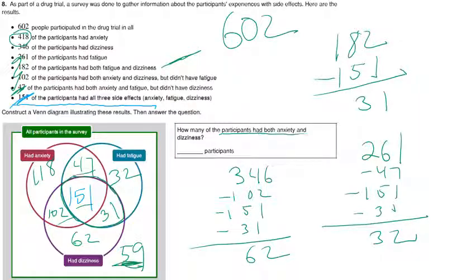So now what is the question? How many participants had both anxiety and dizziness? So anxiety and dizziness would be right here. Remember, it says nothing about fatigue. So you're not saying they don't have fatigue, and you're not saying they did have fatigue. The only thing we know is they had anxiety and dizziness. You add those two numbers together and you get 253. These two numbers right here.